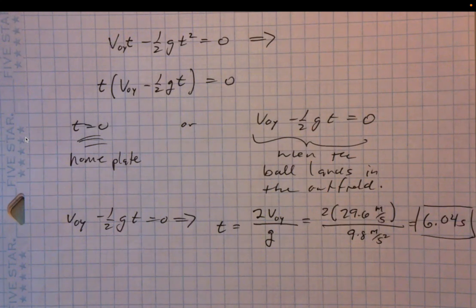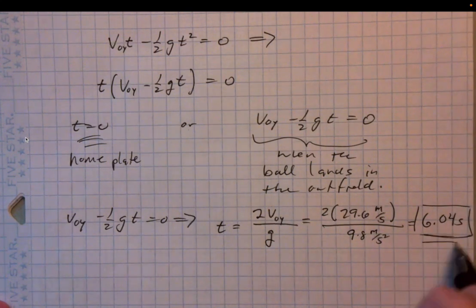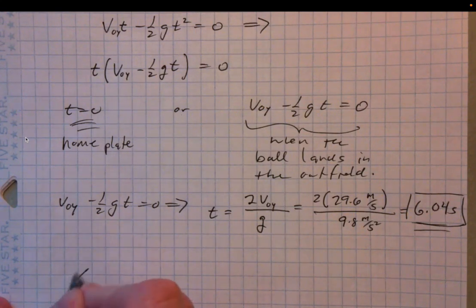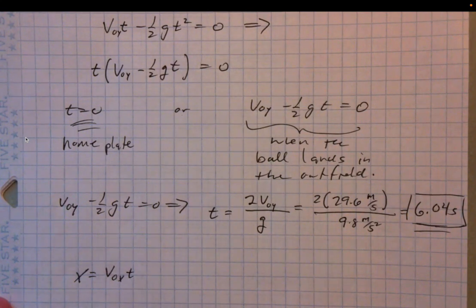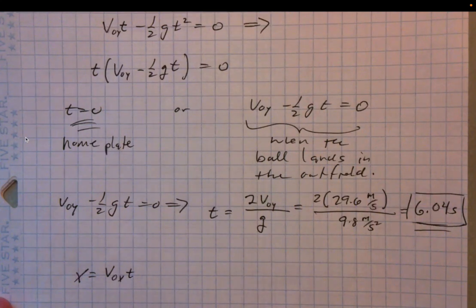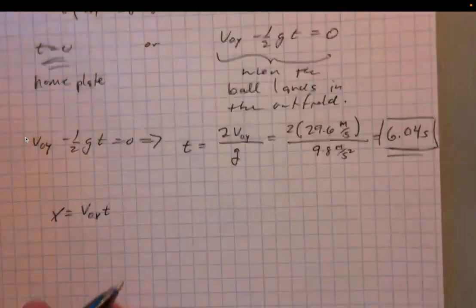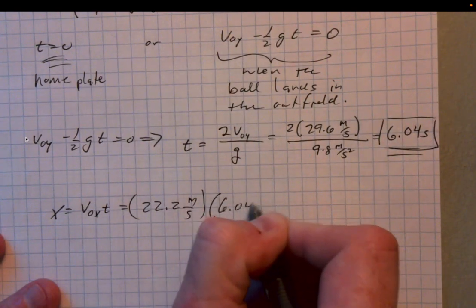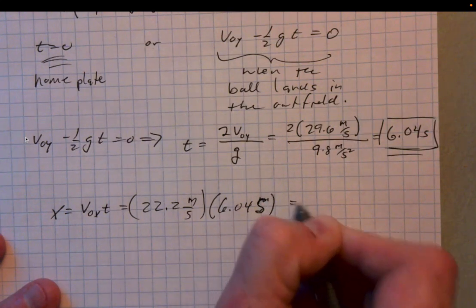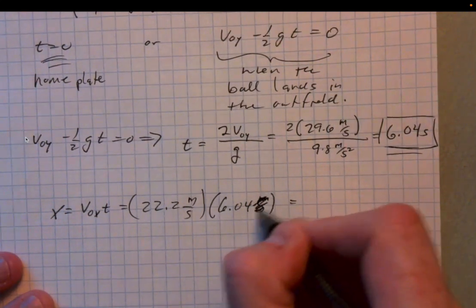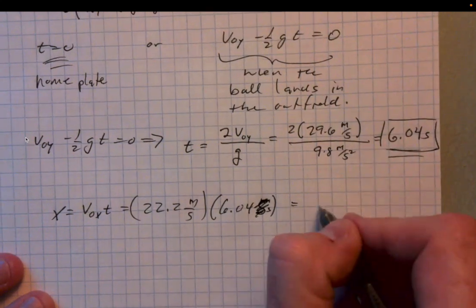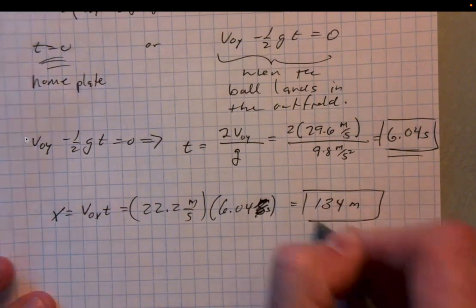Now, that just tells us the time that it takes to hit the ground. What we really want to know is how far away from home plate it is, so we can take this time and plug it into the x component of position. So x is equal to v naught x times t, so the initial velocity in the x direction times however long it spends under that velocity. And so 22.2 meters per second times 6.04 seconds. And if you calculate 22.2 times 6.04, you get 134. So 134 meters. That's the distance.